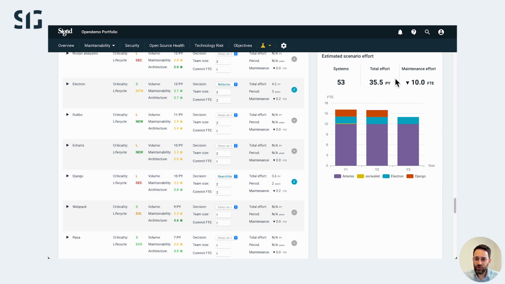You can see a total effort that we expect that this project will take, 35.5 person years. But after its completion, we assume, of course, that the quality will increase of the components or systems that we selected, and that will reduce a total maintenance effort.